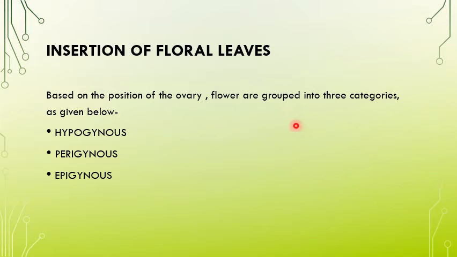Next is a very important topic, that is insertion of floral leaves on the basis of the ovary. Ovary is the part of the female reproductive part, that is your gynoecium, and the arrangement, the position will categorize the flower into three categories, that is hypogynous, perigynous and epigynous.